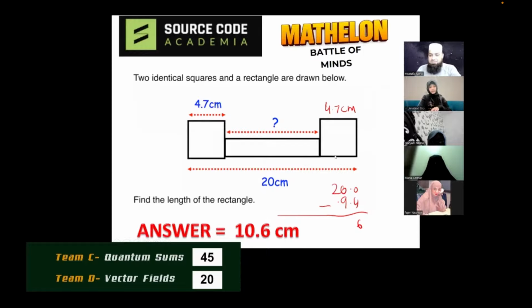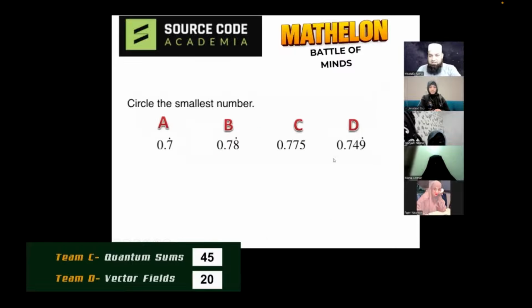Get ready for the next question. That is on your screen right now. Circle the smallest number, A, B, C, or D. Team C, Anabia.